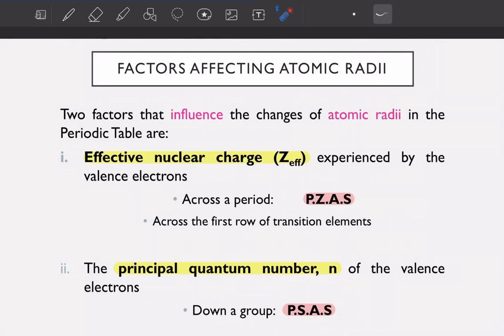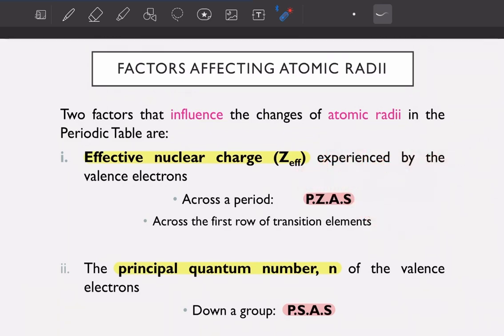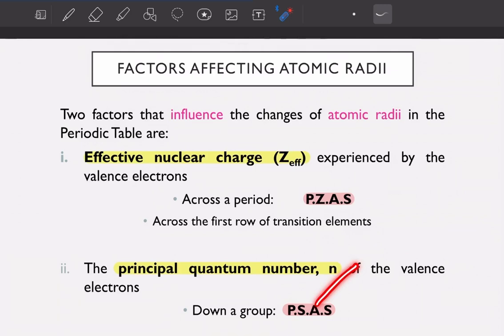Okay. So, I will explain to you what PSAS is now. P is proton, Z is your ZeV. A is attraction between nucleus and valence electrons. S is the size of atom. Okay, so down here P sama je proton, but S is actually shielding effect ataupun screening effect. A is attraction between nucleus and the outermost shell electrons, and S will be the size.